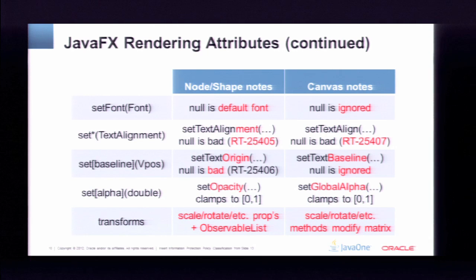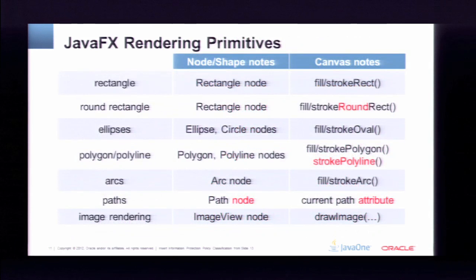Finally, transforms. Nodes tend to have objects you can set. They have a few helper methods. You can set a scale on your X using a single method or a single property, but then they have a generic observable list of transform objects for setting everything else, whereas in Canvas it has a current transform matrix and you modify that with additional methods in a more standard practice. The rendering primitives are pretty much the same.